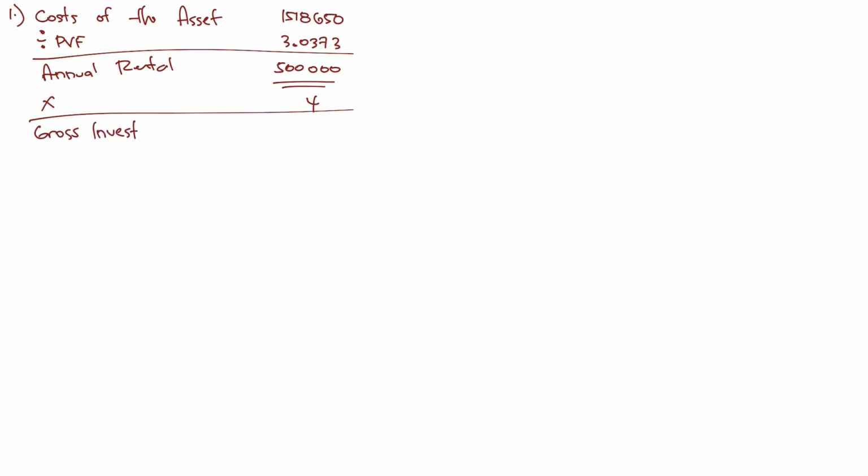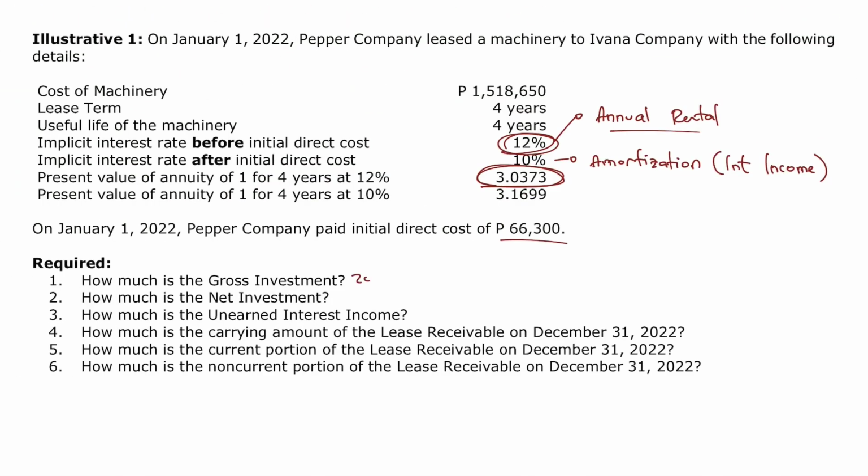Kasi wala naman tayong residual value or option eh. So, gross investment will only be equal to the gross rentals. And this is equal to 2 million pesos. So, requirement number 1, 2 million pesos will be our final answer. Okay? So, ngayon, number 2 tayo. How much is the net investment?